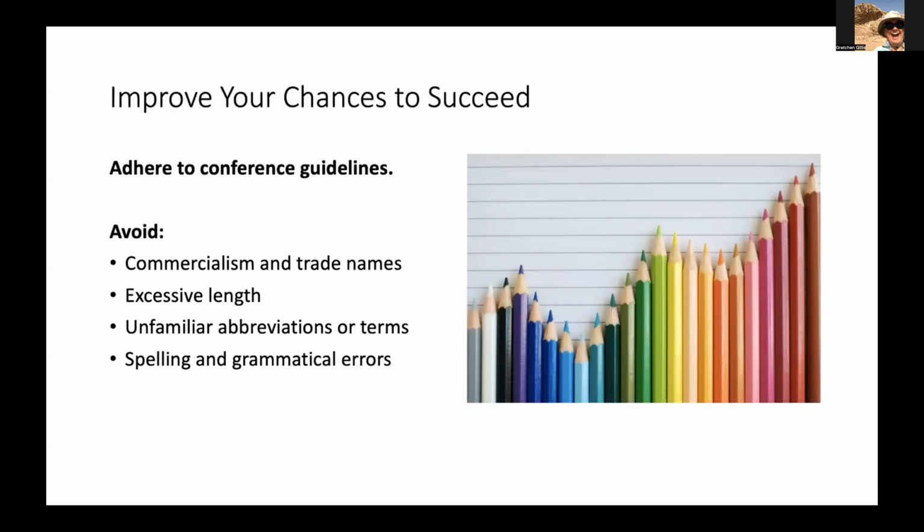There are a few things that you can do to improve your chances to have your abstract accepted. The first one seems really obvious, but I'm usually startled by people who don't read the conference guidelines. So make sure you read the guidelines, what they're looking for, what the requirements are, and so on. Of course, you should avoid commercialism and trade names. You should avoid having too many words. You should avoid unfamiliar abbreviations or terms. And of course, get rid of spelling and grammatical errors.